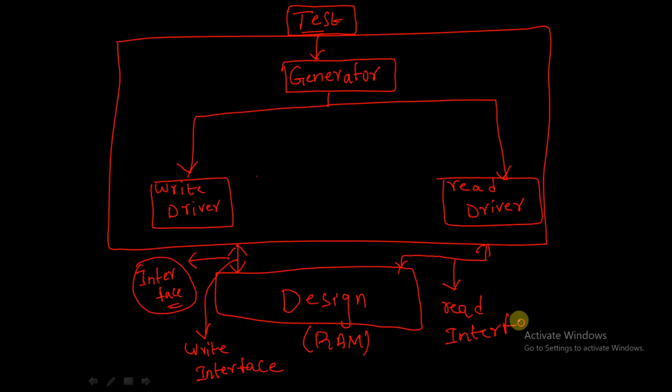We are going to write only one interface file, but we are going to instantiate two handles. One is write interface handle and another is read interface handle. The interface file is same. The interface file is one only, but we are going to have two instances of our interface file. One instance name is known as write interface and another instance name is known as read interface.